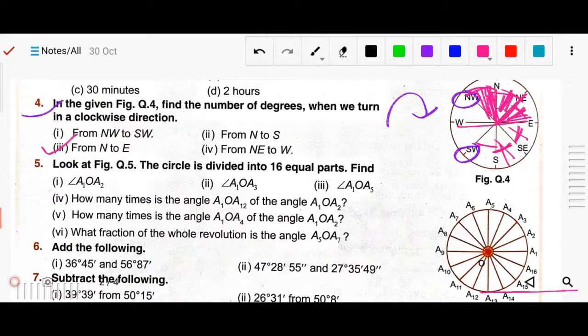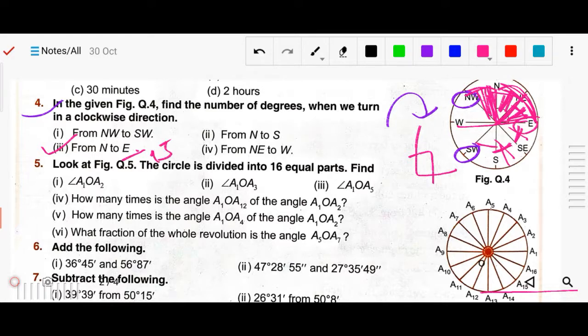Number 3, from north to east. So where is the north? North is here, east is here. Now north to east, you can check that only 2 parts are coming, or simply this type of angle is forming. It means 90 degrees. You can write here 45 plus 45, or 45 into 2.